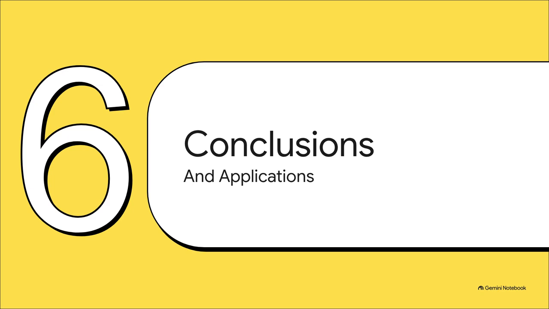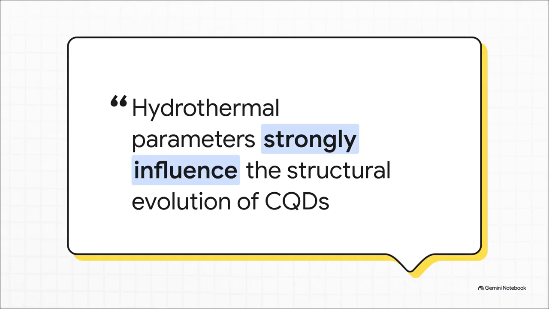Section 6. Conclusions and applications. To wrap up this academic explainer, let's look at the core implications. The findings conclusively demonstrate that hydrothermal parameters strongly influence the structural evolution of CQDs while preserving consistent optical emission. In other words, the structure is highly tunable via temperature and time, but that crucial photoluminescence remains reliably stable. That makes this entirely green, sucrose and water route extremely viable for sustainable device manufacturing.